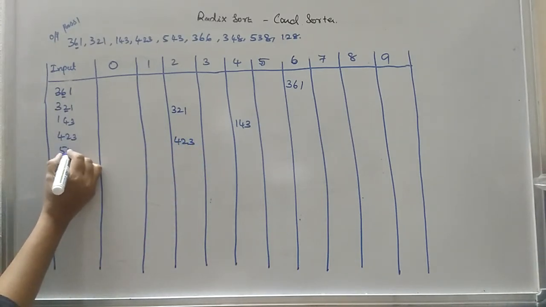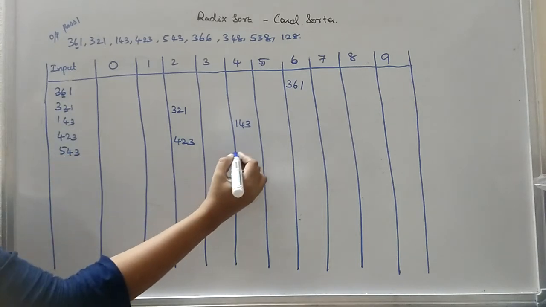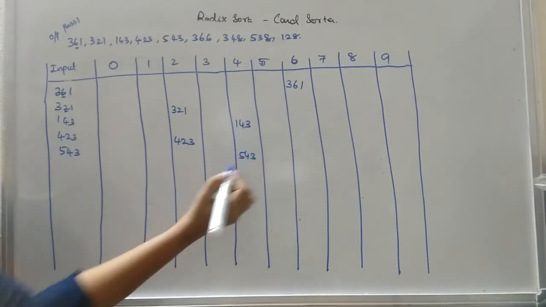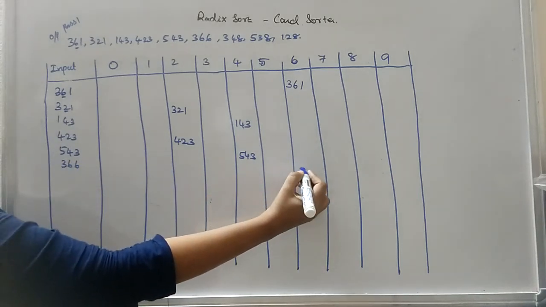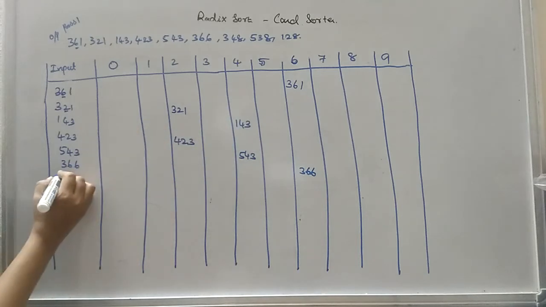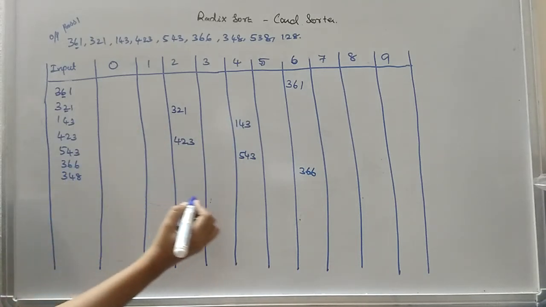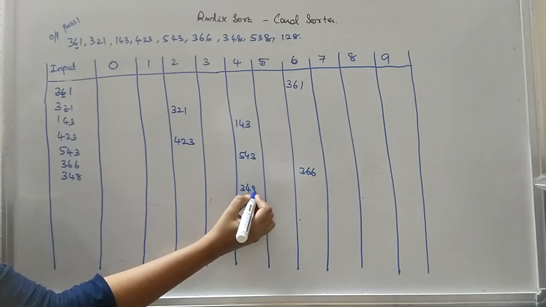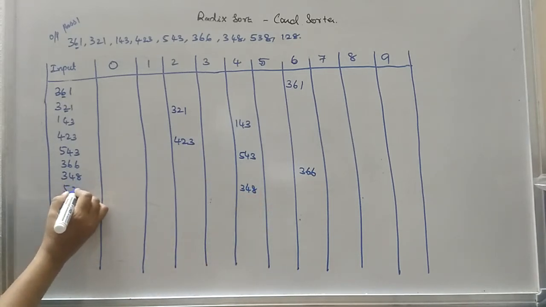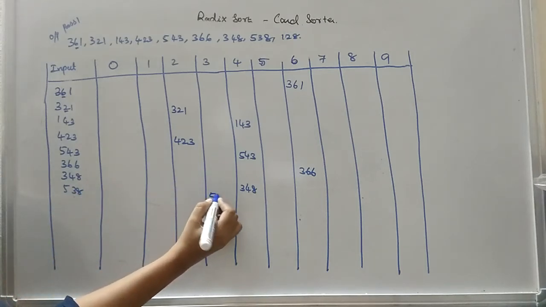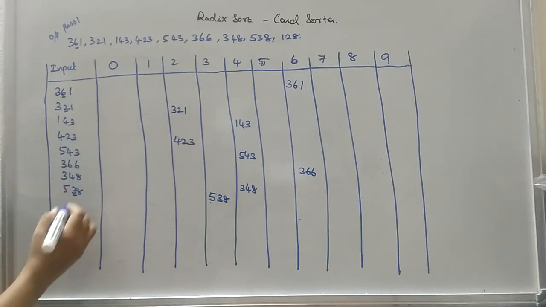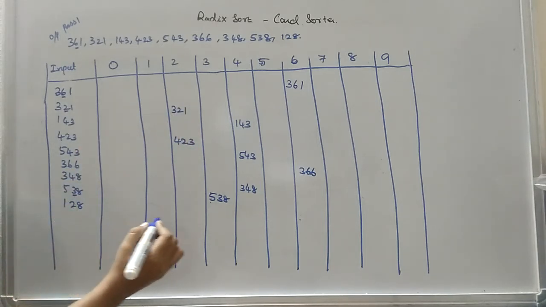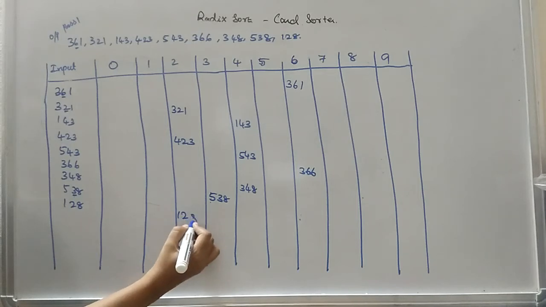Then 543, so you can write it here. 543. 366, write it here. 366, then 348. 538 means we have to put it here, since the second digit is 3, and then 128, we have to write it here.